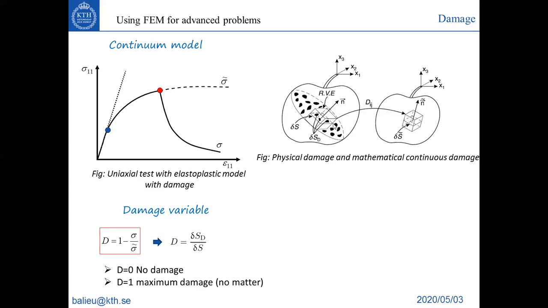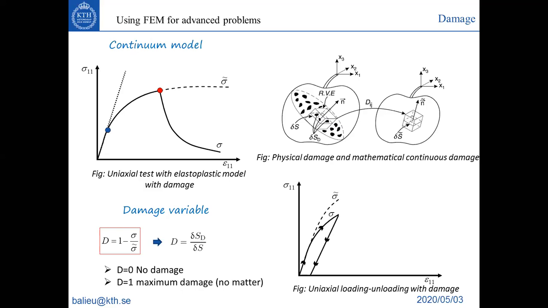And if D is equal to 0, that means there is no damaged area. So there is no void or no crack in your structure. So your structure is not damaged. So this is the quick idea of the continuum damage mechanics.